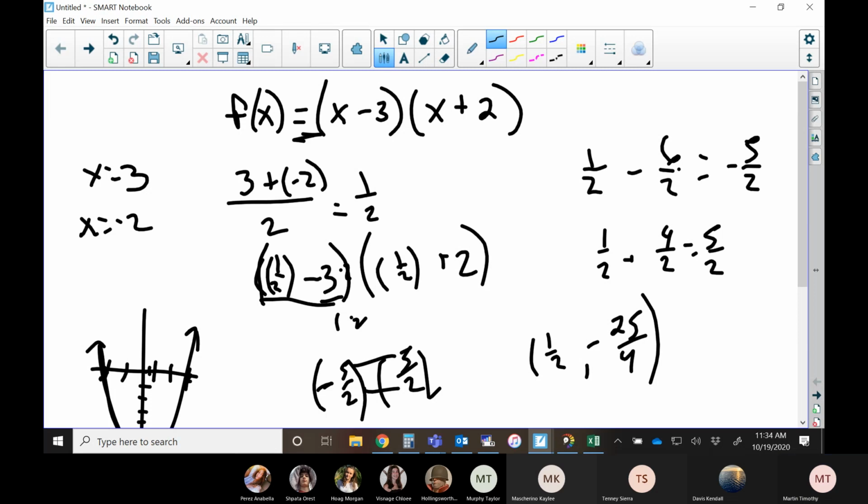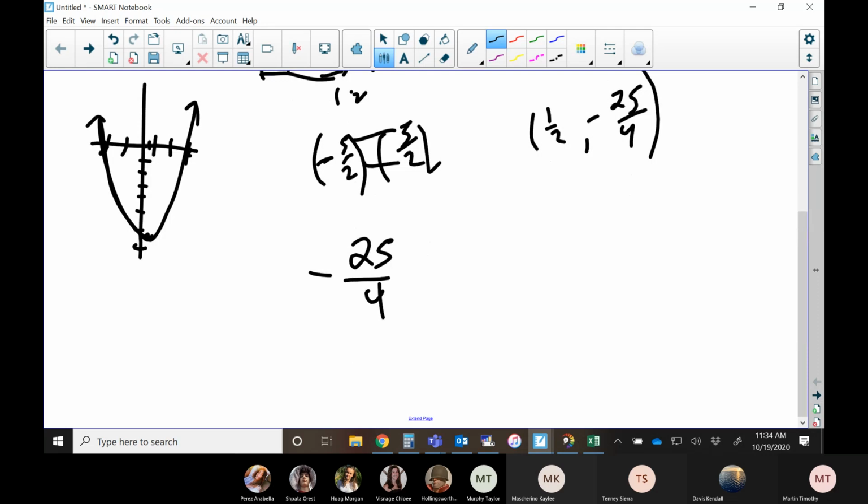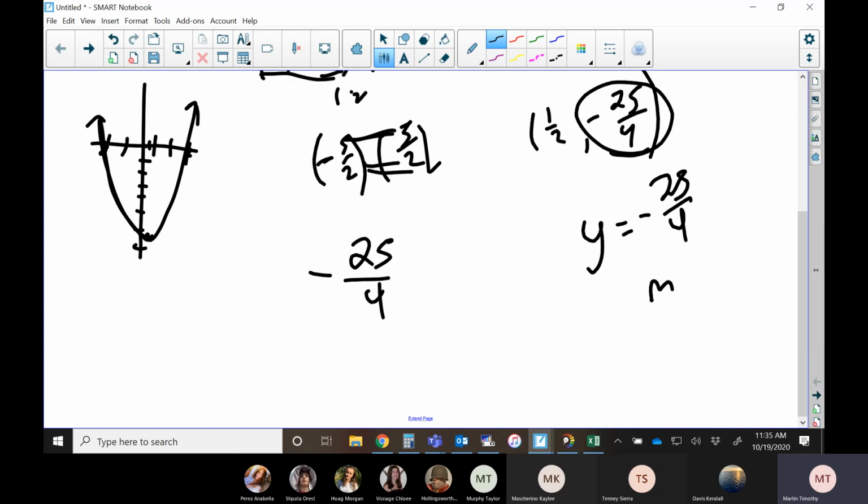What part? Okay. Top times top, bottom times bottom. And then when I do this, what question did I ask you for? The minimum. Where does the minimum happen? This is the minimum, right? So y equals -25/4 is my minimum. That is simplified.